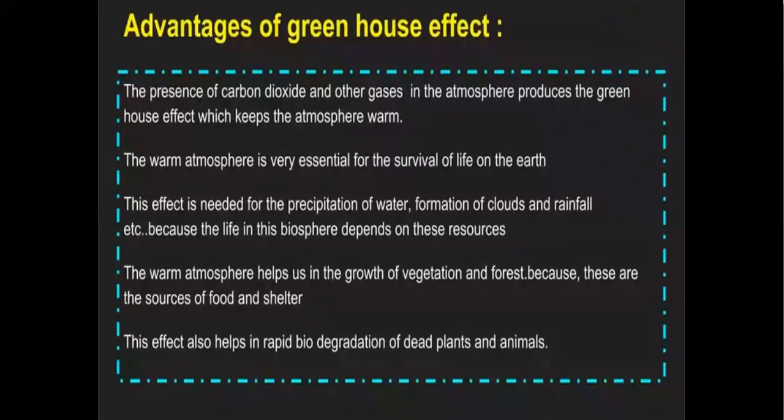Here are some points which depict the advantages of the greenhouse effect. The presence of carbon dioxide and other gases in the atmosphere produces the greenhouse effect, which keeps the atmosphere warm. The warm atmosphere is essential for the survival of life on earth, and this effect is needed for the precipitation of water, formation of clouds, and rainfall, because life in this biosphere depends on these resources. A warm atmosphere also helps in the growth of vegetation and forests, which are resources of food and shelter. These effects also help in rapid biodegradation of dead plants and animals.